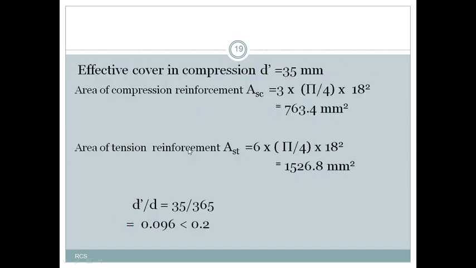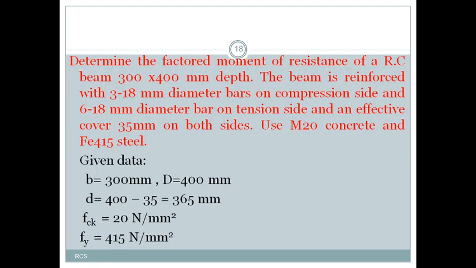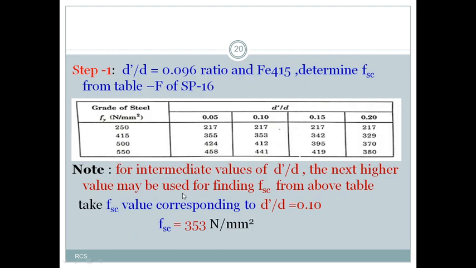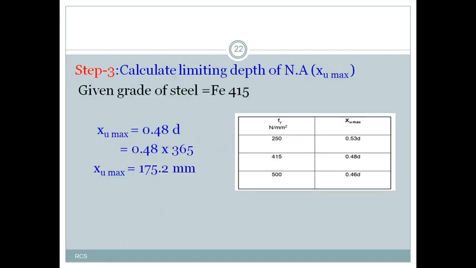Is this 400 or 365? Let me check. Sorry, it is 365 only, as 400 is the overall depth. So we have calculated the effective depth, that is 365. Sorry, keep it as it is. That is 365 only. The 0.48 multiplied by 365 will get 175.2 mm.